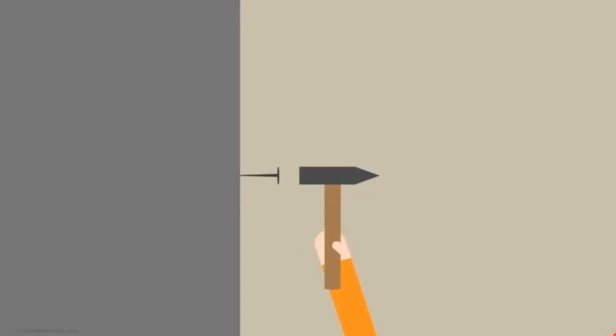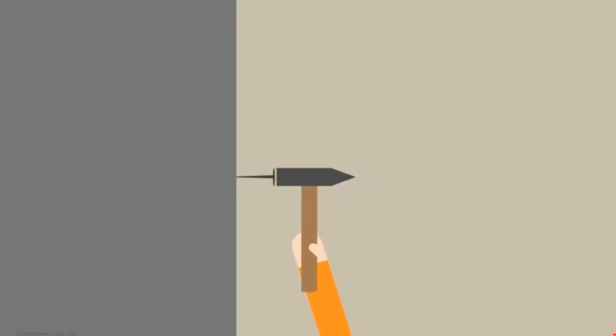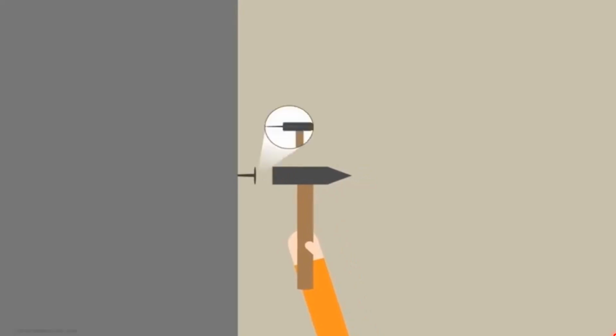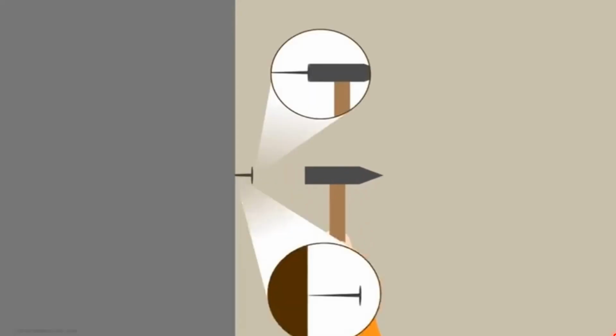When you hammer an iron nail, you apply the force on the flat side of the nail, and the pointed side of the nail, which is in contact with the wall, then applies the force on the wall and tries to pierce it. If you observe, the hammer is just pushing the flat side of the nail, and the pointed end of the nail is piercing the wall.